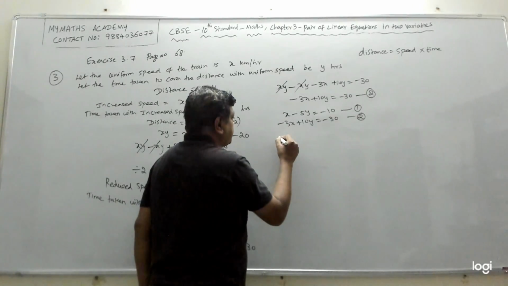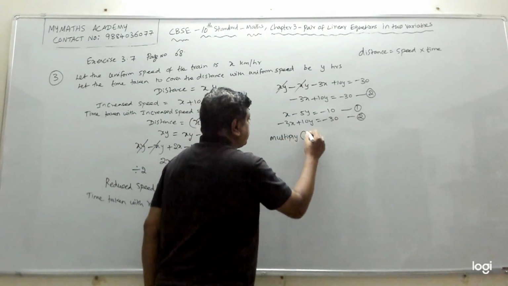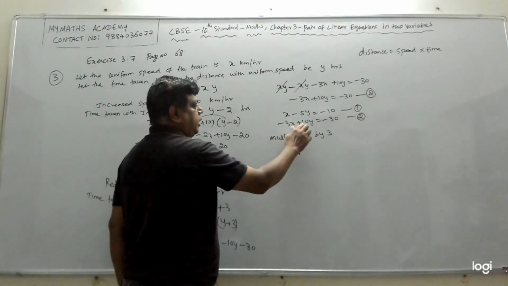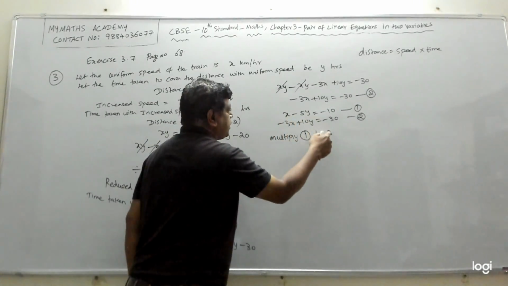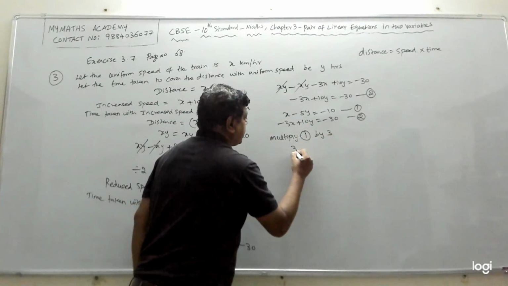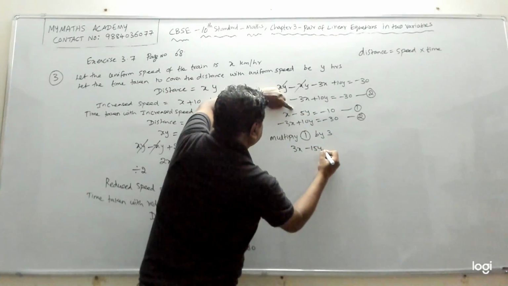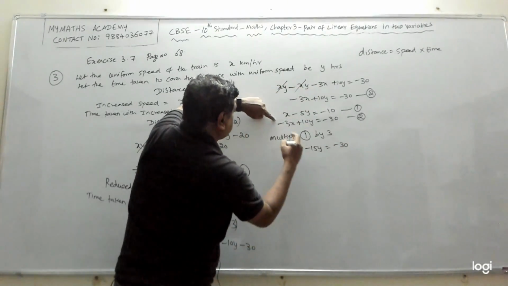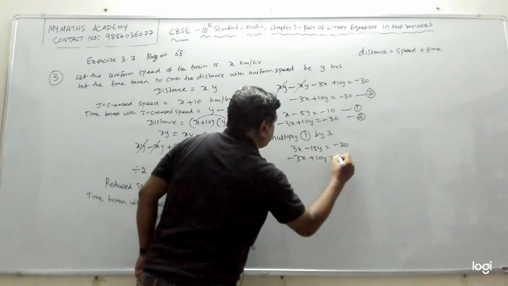So what I'm going to do is multiply the first equation by 3. This 3 means number 3. Second equation, I'm not changing anything. So first equation will become what? Multiply each term by 3. So 3 into x, 3x. 3 into minus 5y, minus 15y. 3 into minus 10 is minus 30. Now, second equation I will write as it is. Minus 3x plus 10y equal to minus 30.